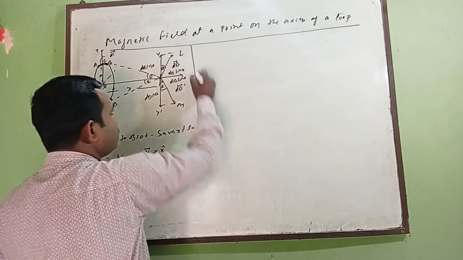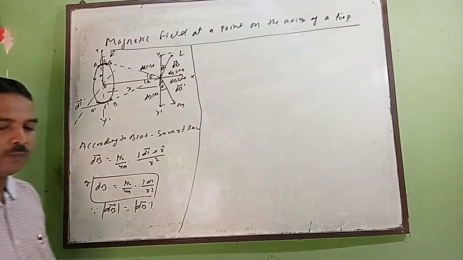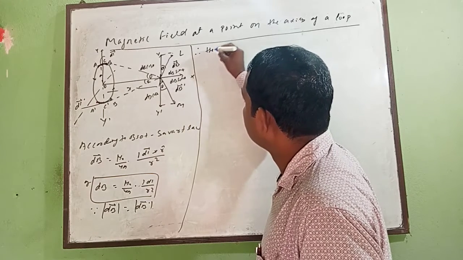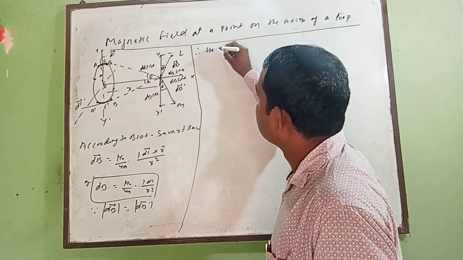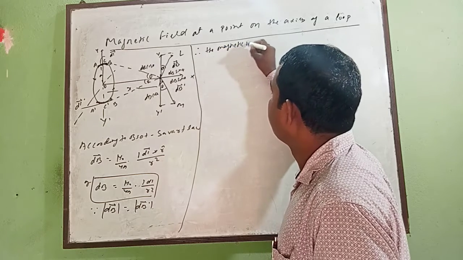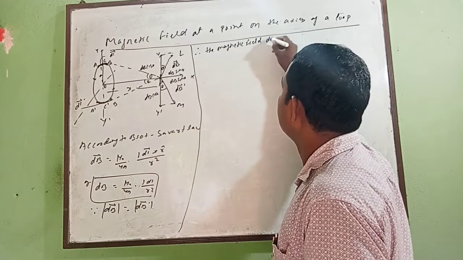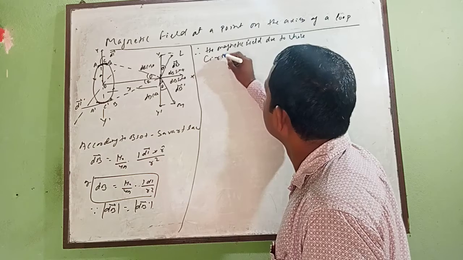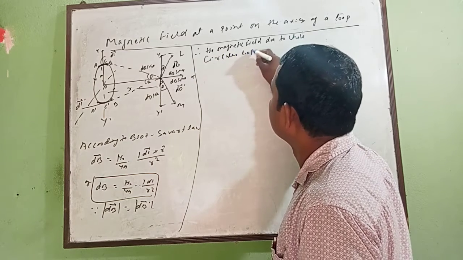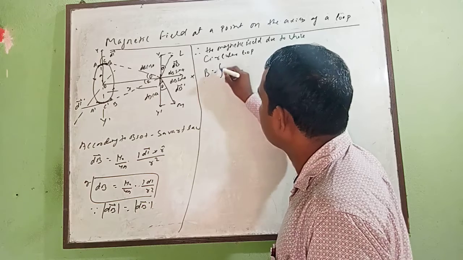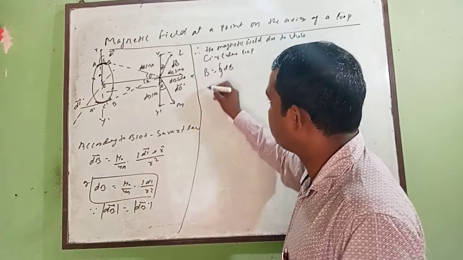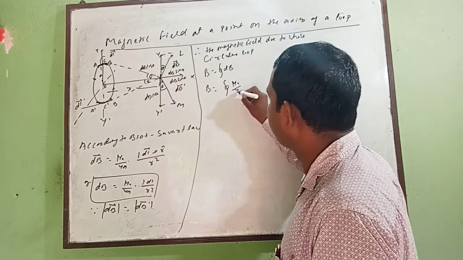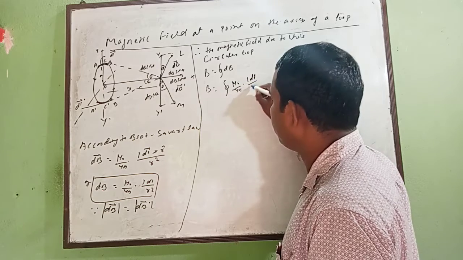Okay, very good. Now you will find out the total. Therefore the magnetic field due to the whole circular loop. So to find out, B is equal to closed integral of dB, and you can put the value of dB. So you will write B is equal to closed integral of mu naught by 4 pi into I dl by r square.